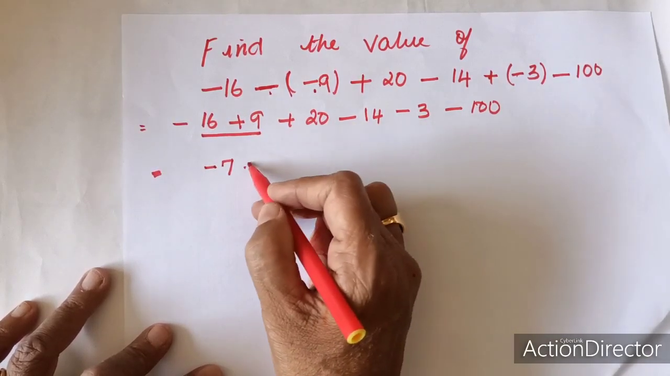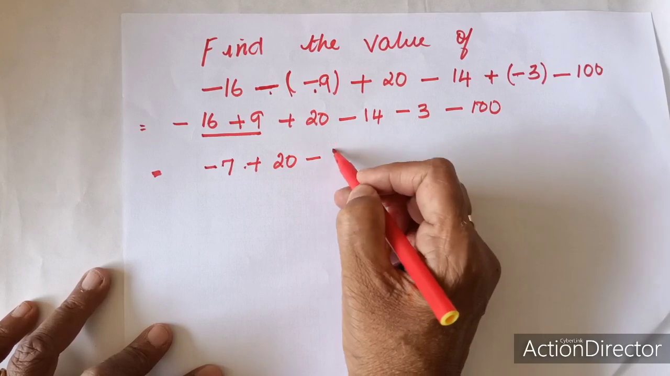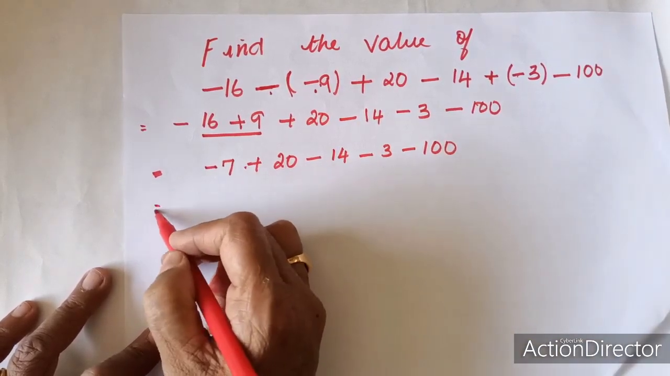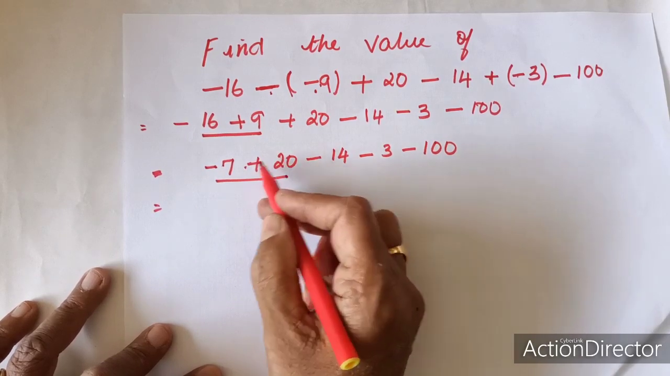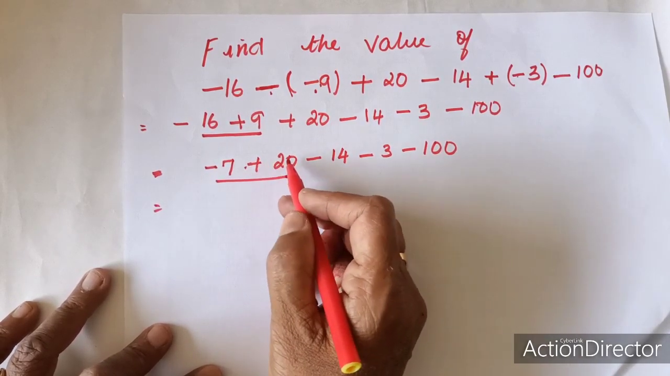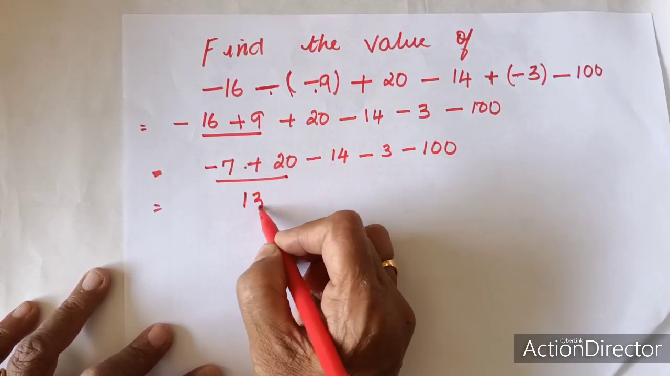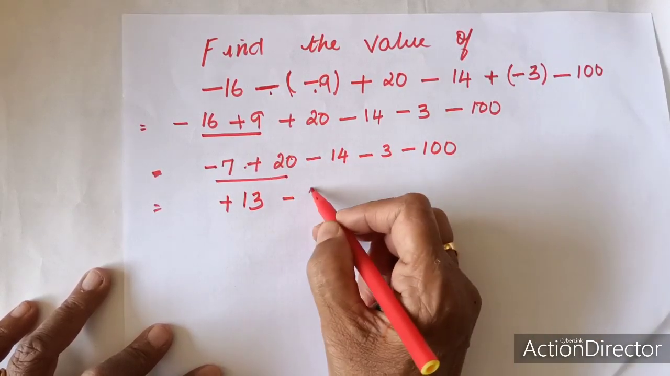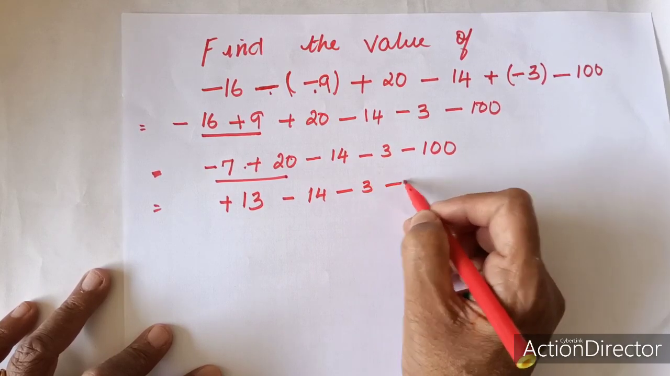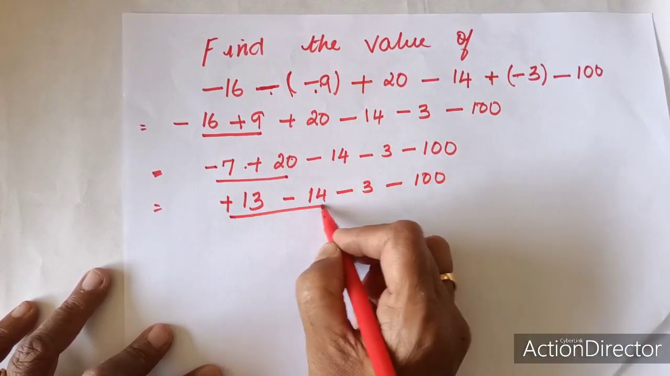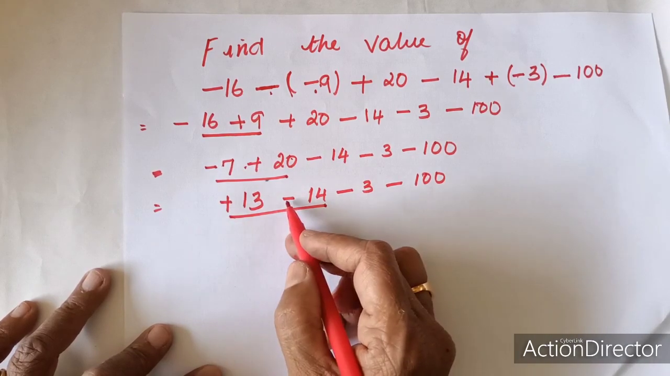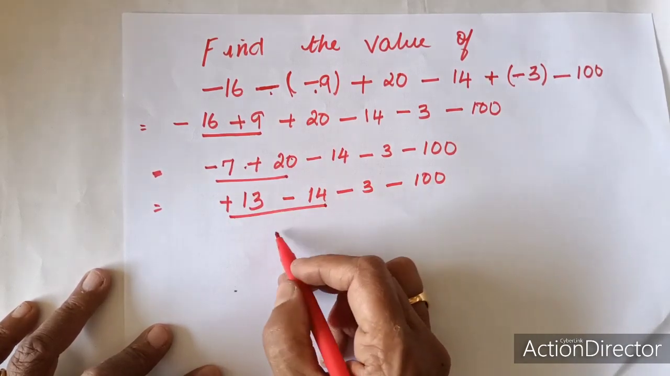Now we will repeat the remaining numbers. Now again we will combine these two numbers. Different sign, subtract. 20 minus 7 is 13. Sign of the bigger number is plus. So repeat the remaining numbers. Now again combine these two numbers, 13 minus, plus and minus. Different sign, subtract. Sign of the bigger number is minus.